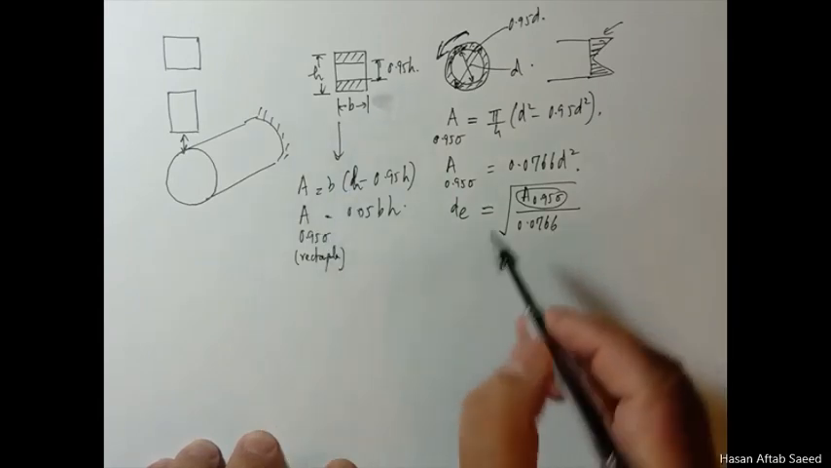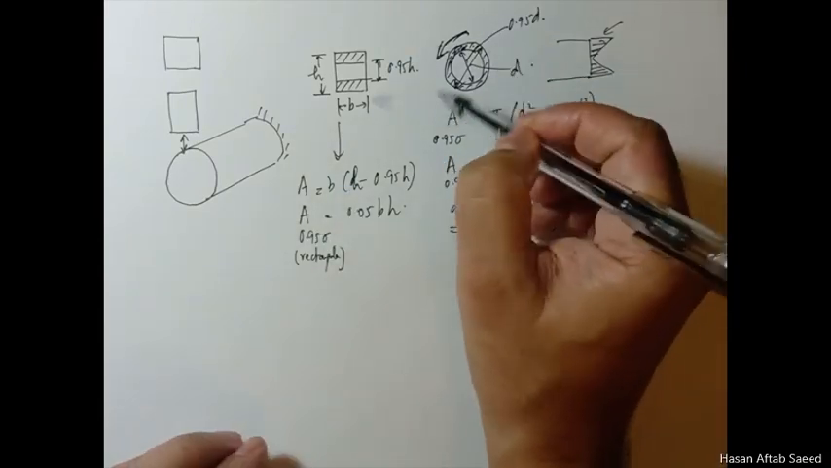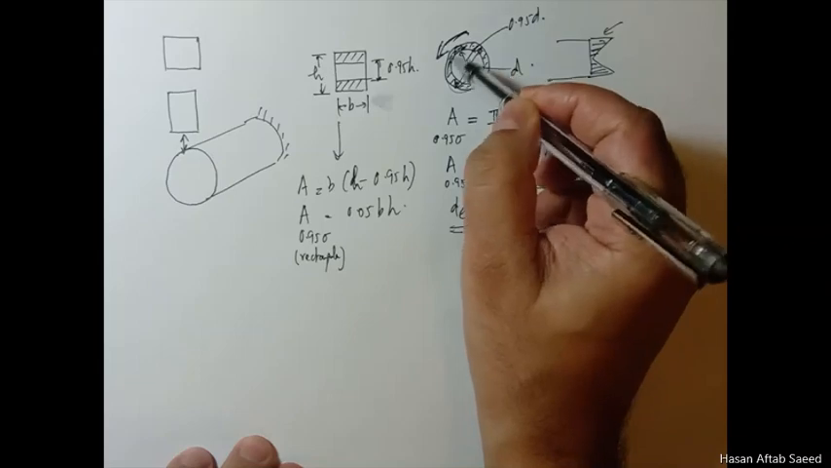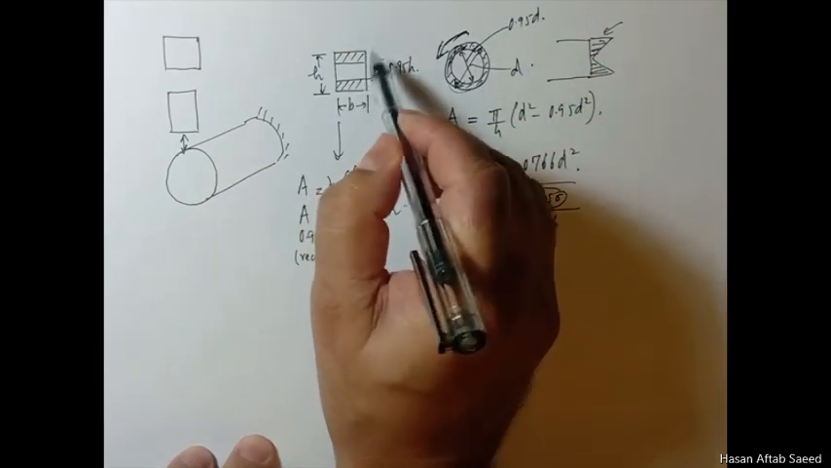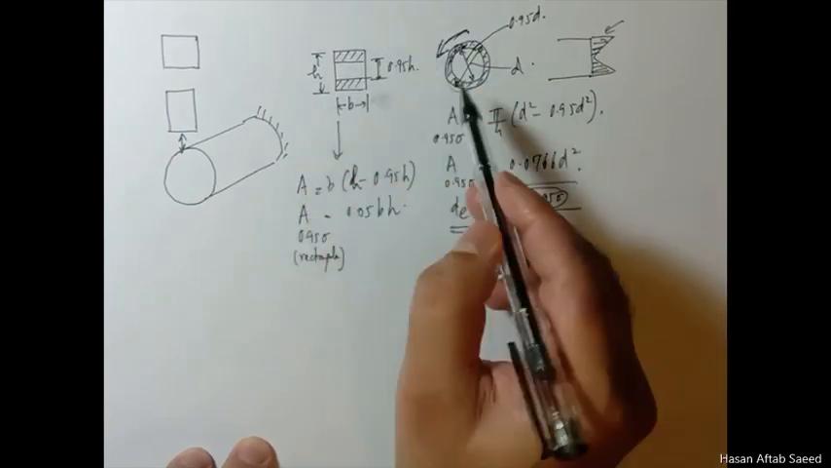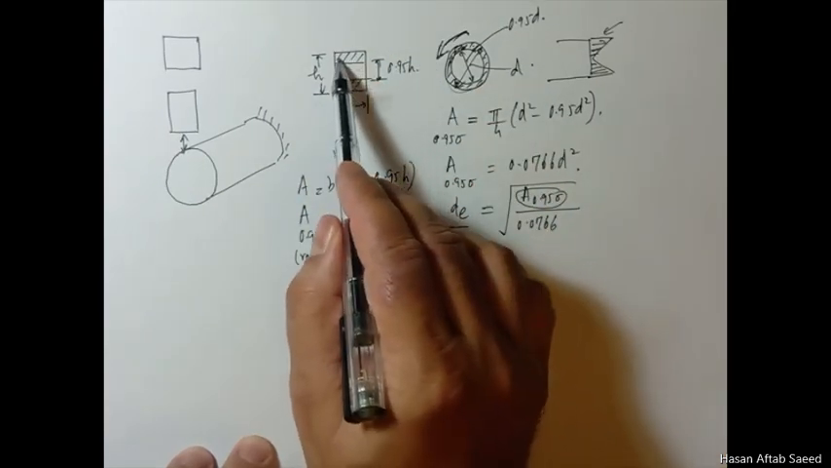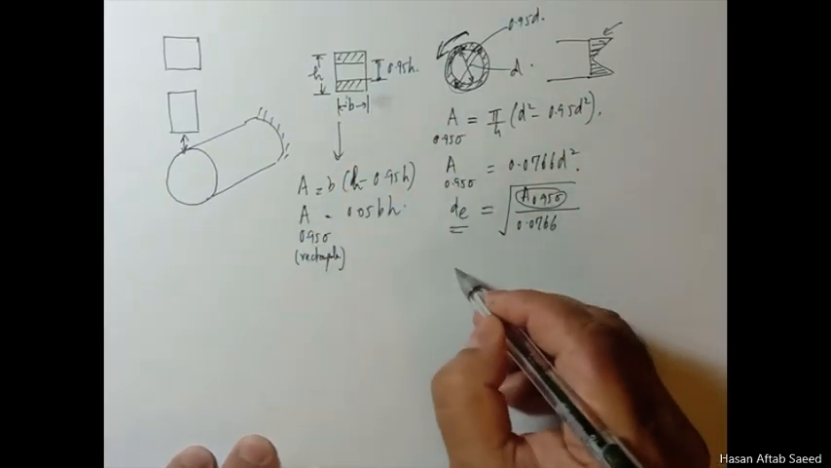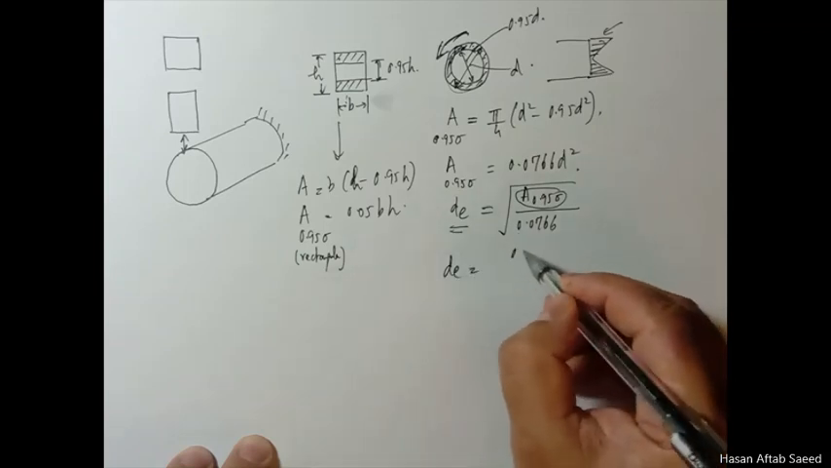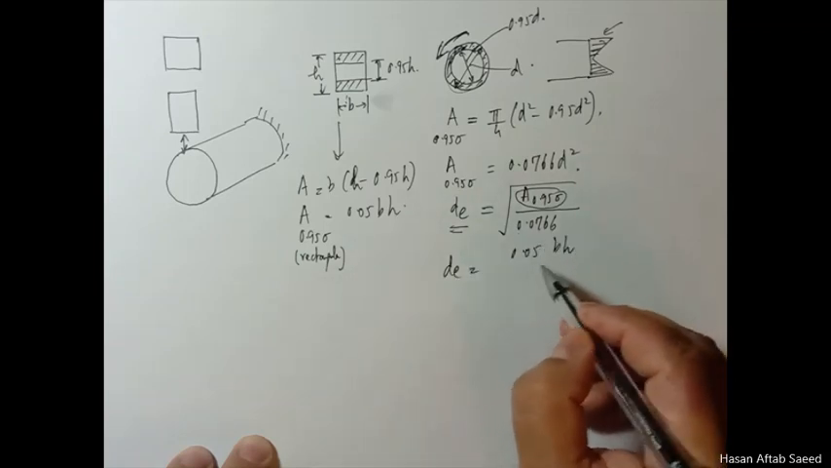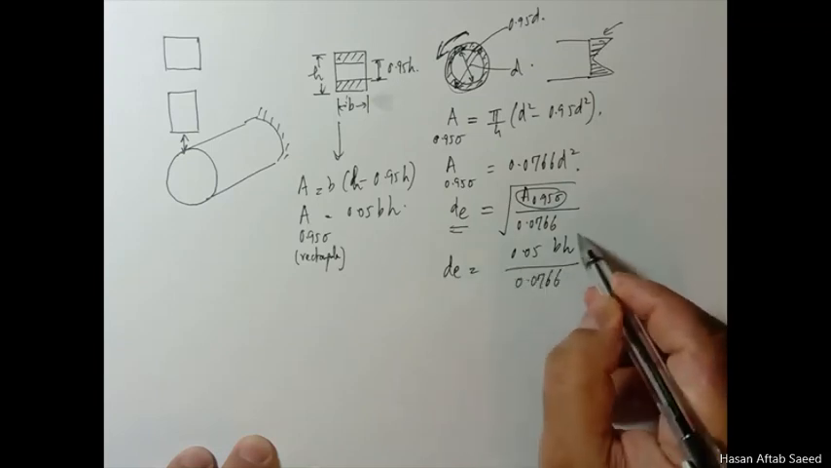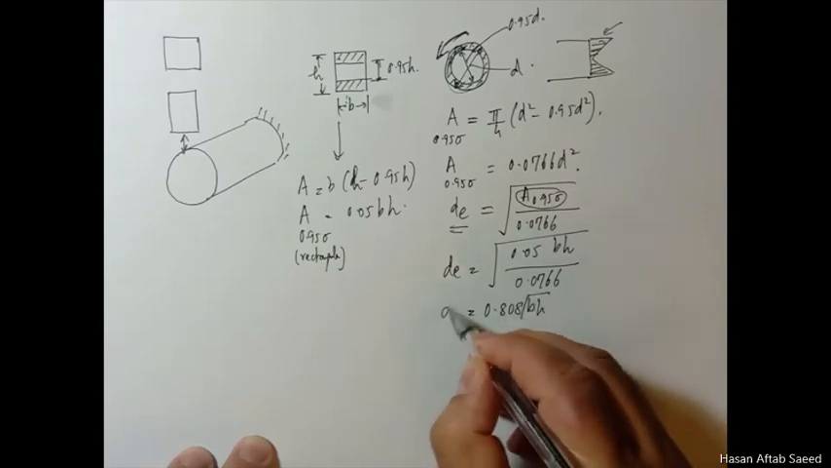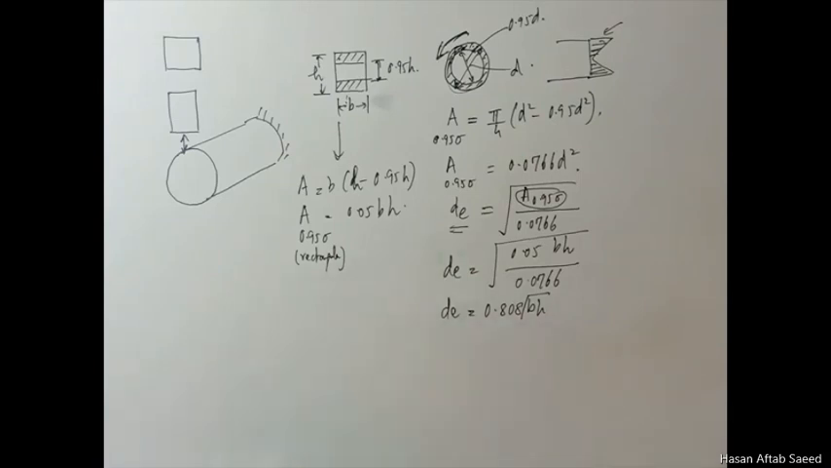Now, what should be the equivalent diameter in terms of a rotating member, in which all this area takes this 95% load, which represents this thing which doesn't rotate, but still the common thing being that 95% of the stress is taken here? So what should be the equivalent diameter for this case in terms of this? We just put in the value here. So DE turns out to be the square root of 0.05 BH over 0.0766, which is around 0.808 square root of BH. So this is the value of DE.